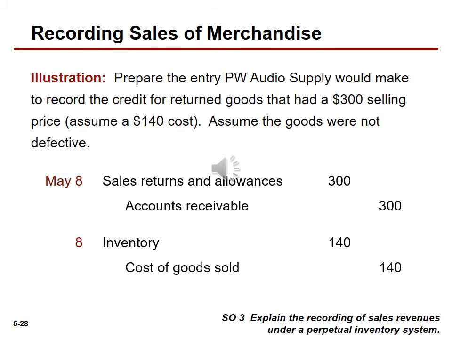On the other hand, we need to also increase our inventory levels since we are getting our products back. So we're going to debit inventory $140 and we're going to credit the cost of goods sold, which we have debited in the sale transaction, if you remember. But this time we're going to only credit it for $140, which is the cost of the products that were actually returned to us.